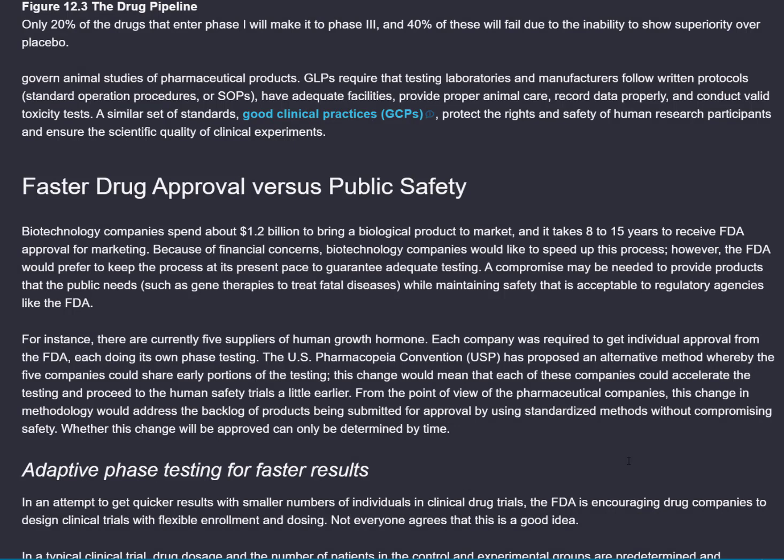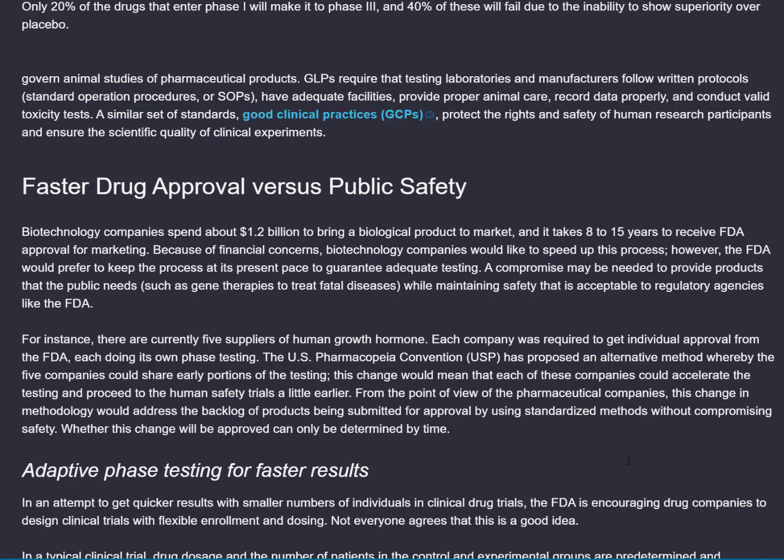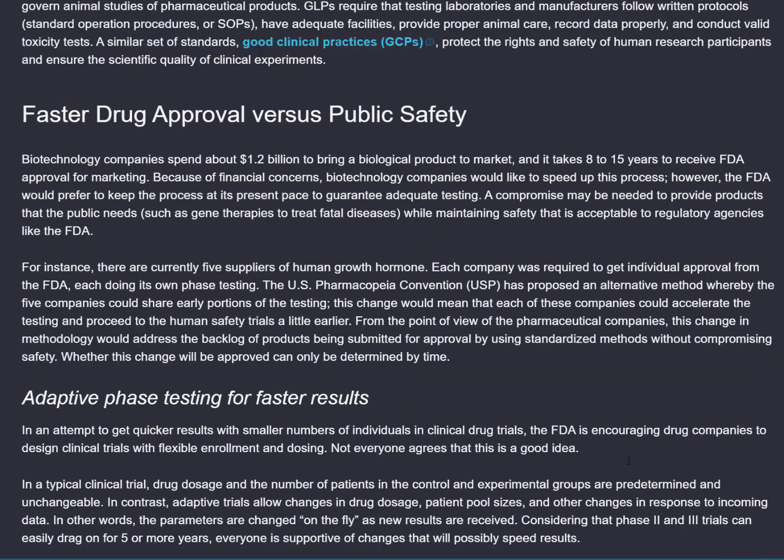Figure 12.3 The drug pipeline. Only 20% of the drugs that enter phase I will make it to phase 3, and 40% of these will fail due to the inability to show superiority over placebo. Govern animal studies of pharmaceutical products.